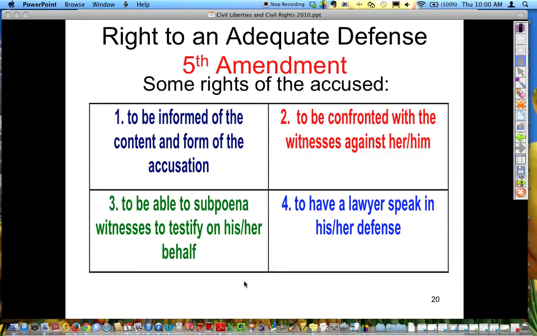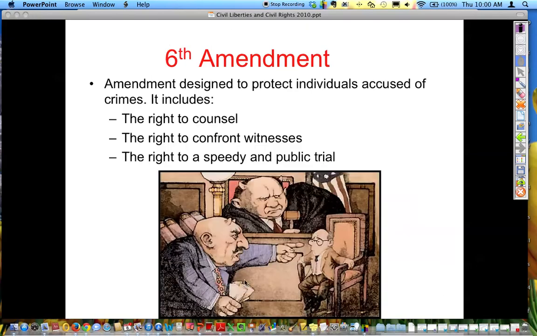In the Fifth Amendment, some of the rights of the accused are listed here again. So I think those are self-evident as you read through those to look at the rights of the accused. The Sixth Amendment is designed to protect individuals accused of crimes, and this includes the right to counsel, which is the right to have an attorney, the right to confront witnesses who are saying things against you, the right to a speedy and public trial.